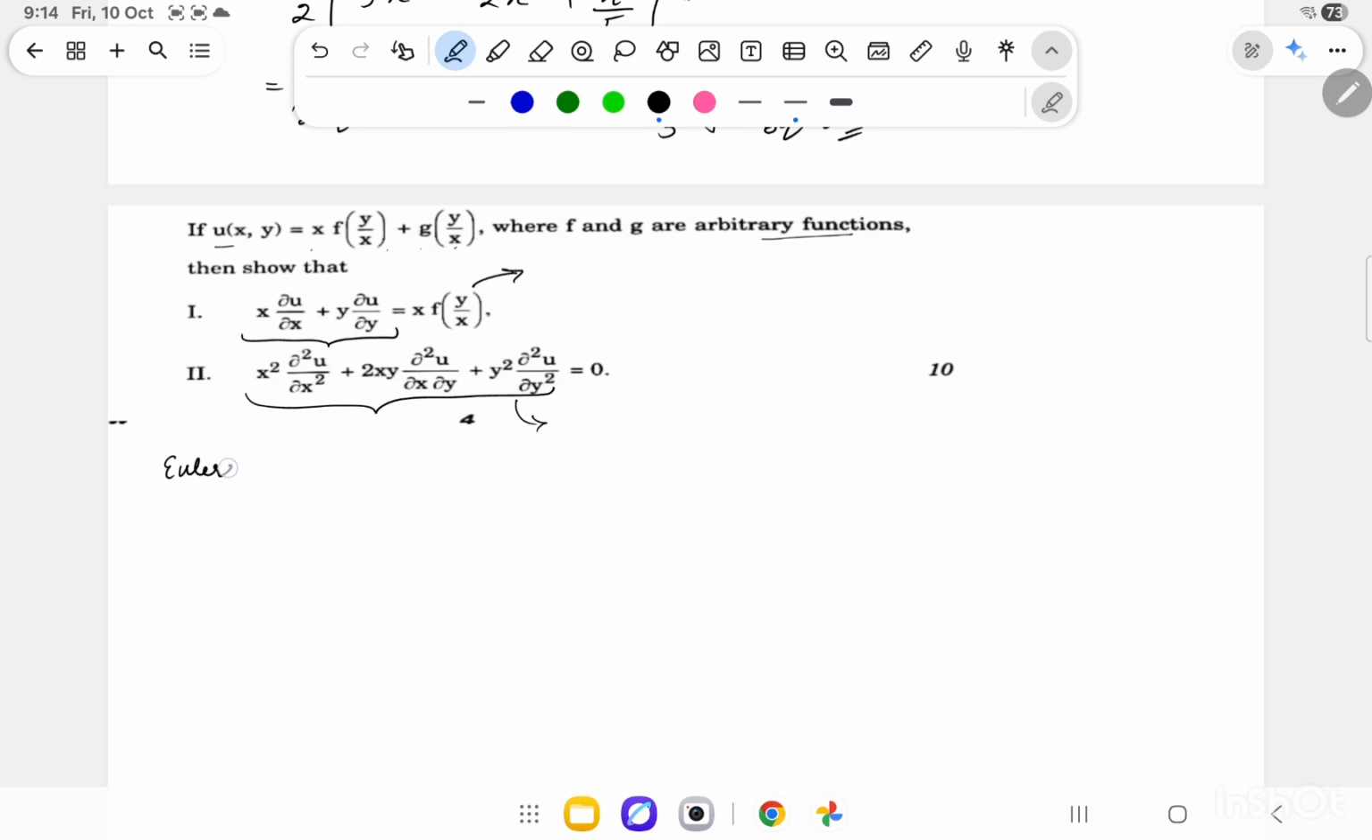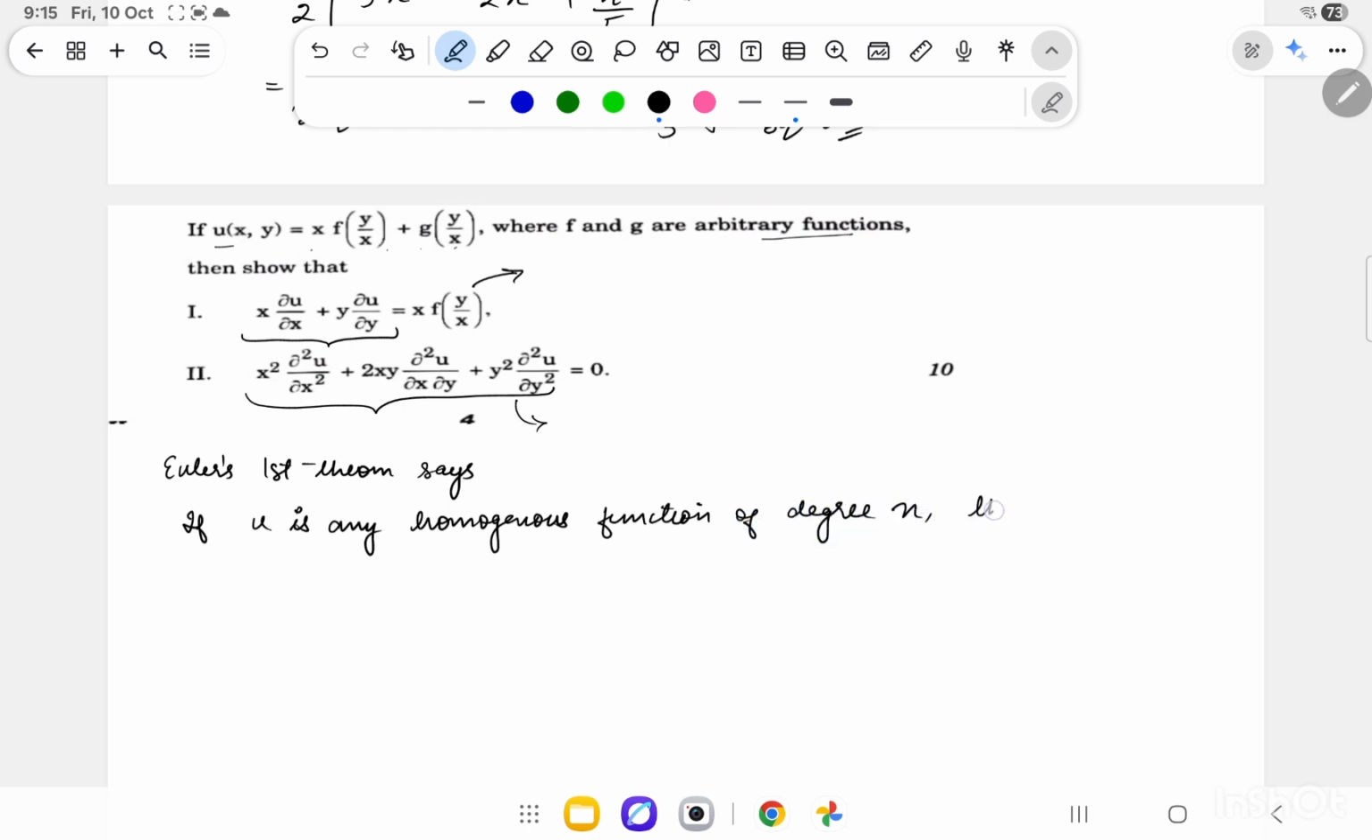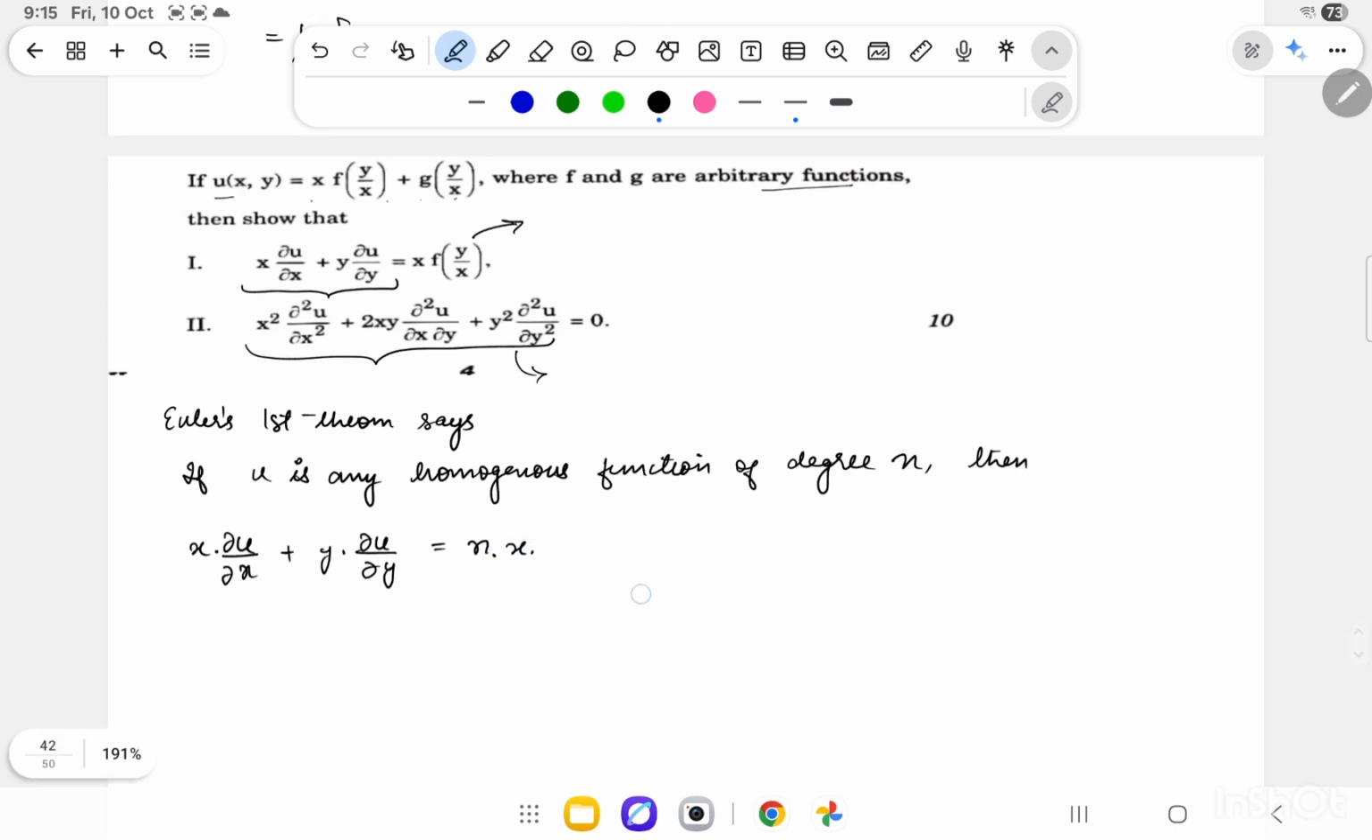So first let's see what Euler's first theorem and Euler's second theorem say. Euler's first theorem says that if u is any homogeneous function of degree n, then x del u by del x plus y del u by del y is equal to n times u.